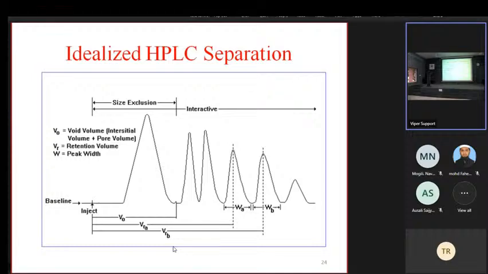For example, HPLC: we cannot consider all HPLC in the same category. We have some five to six categories of principles. Affinity chromatography is a different principle, adsorption chromatography is a different principle, and chiral is a different principle as well.